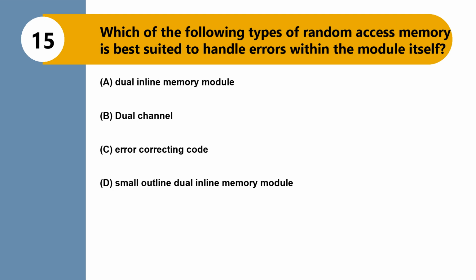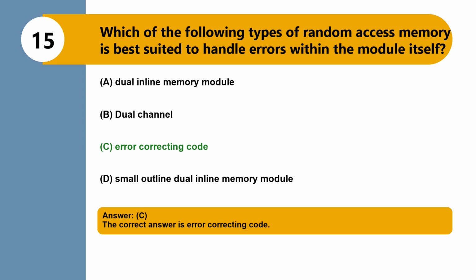Question 15. Which of the following types of random access memory is best suited to handle errors within the module itself? Option A. Dual inline memory module. Option B. Dual channel. Option C. Error correcting code. Option D. Small outline dual inline memory module. The correct answer is option C. Error correcting code.